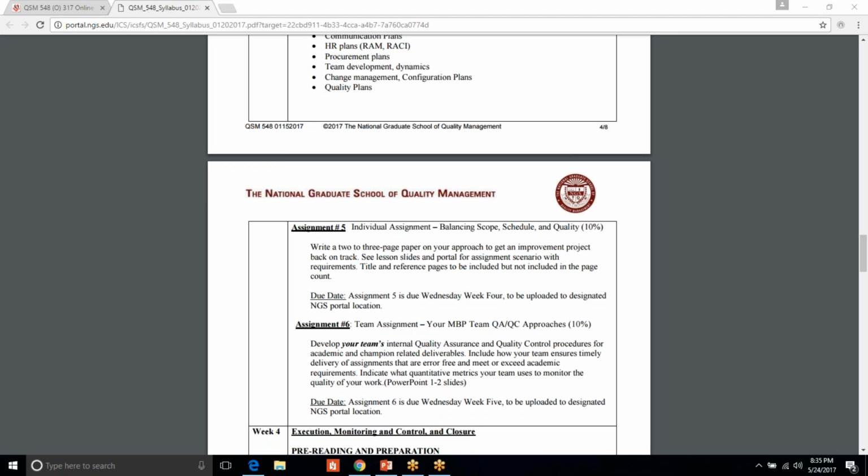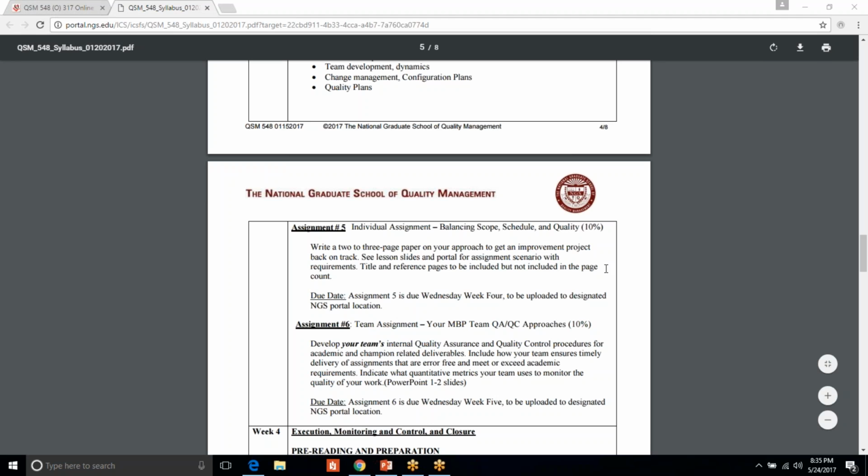Assignment 6 is a team assignment, and we're looking at QA/QC approaches. So we're looking at your internal views and procedures for any of the academic and champion-related deliverables. Include how your team works through to ensure timely delivery of assignments that are error-free and either meet or ideally exceed academic requirements. And then, what are the quantitative metrics your team is using to monitor the quality of your work? Again, PowerPoint slides, 1 to 2 slides. And this is due before the final week, which would be the 21st.